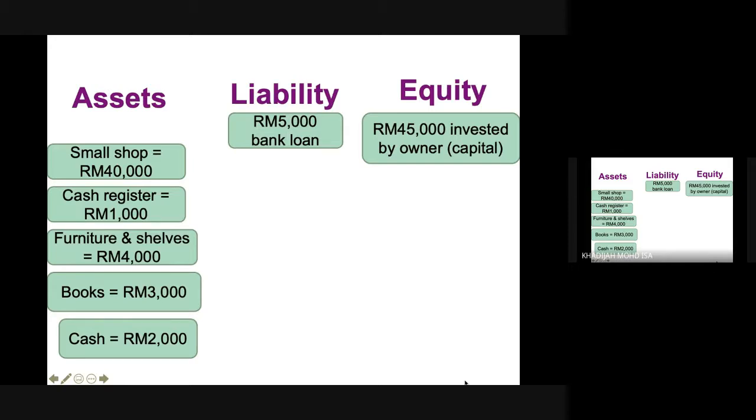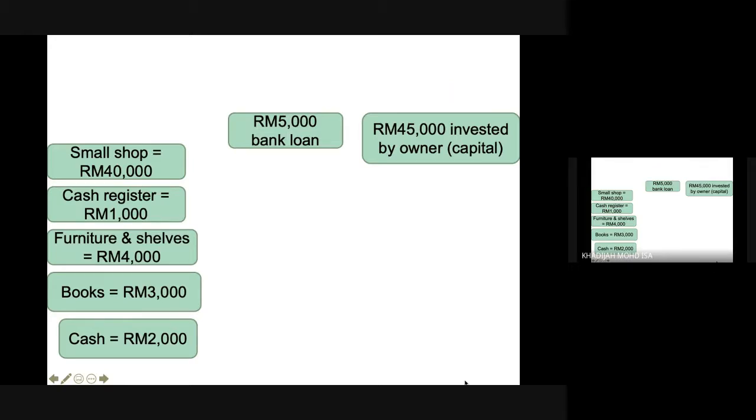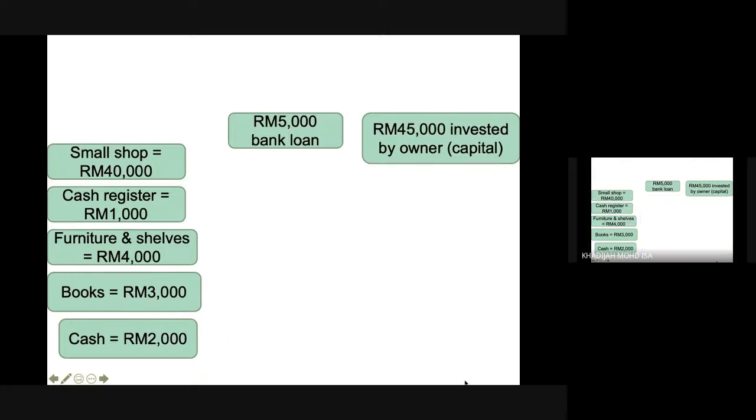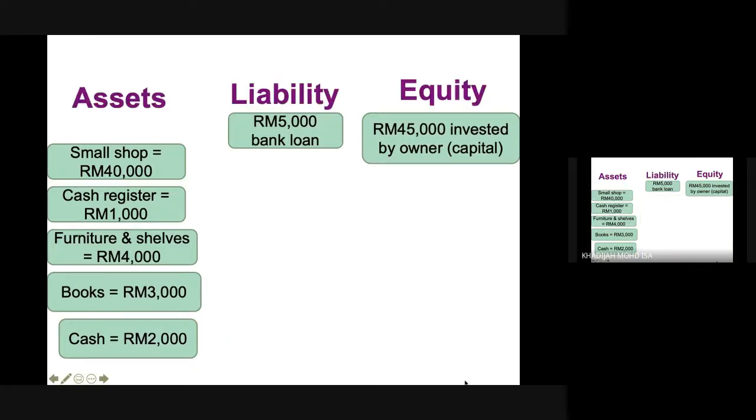Your assets are resources controlled by the business that bring future economic benefits. So that's why your small shop is an asset. Your cash register is an asset. The furniture and shelf that you bought is an asset. Books, which you're going to sell later, are also an asset. And of course, cash is also your asset.